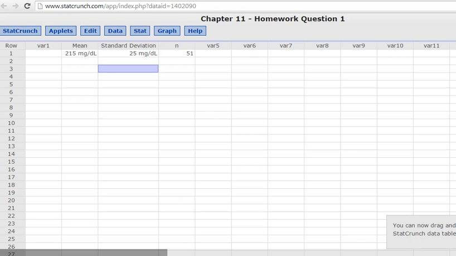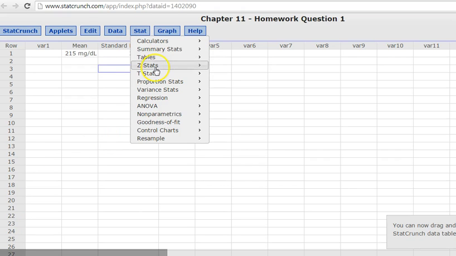And then we're asked, what would the mean of the sampling distribution be? Well, our population mean is the same as our sample mean. So we know our population mean is 215 milligrams per deciliter. So our sample mean is also 215 milligrams per deciliter. Now we're asked, what would the standard deviation of the sample be? And that's a quick calculation in StatCrunch.